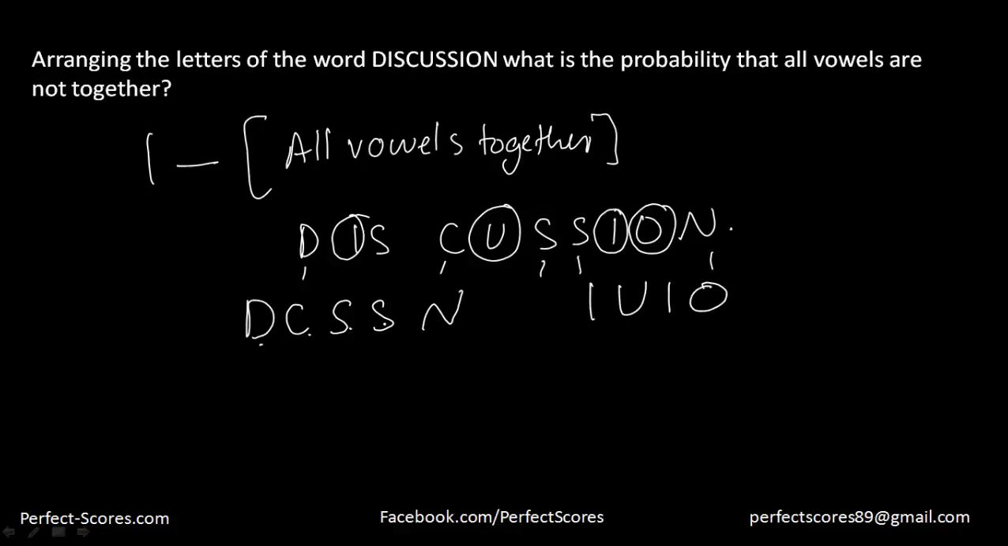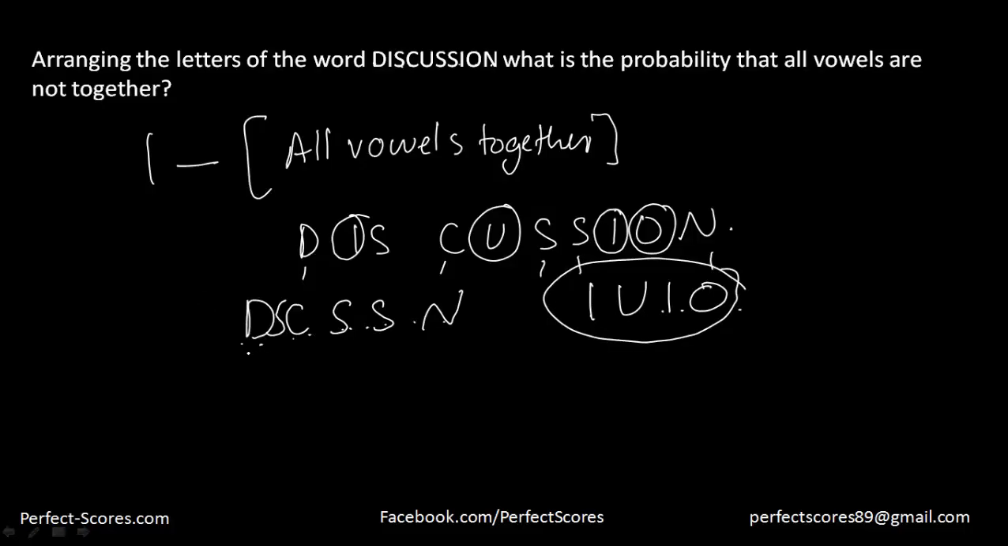So I have 1, 2, 3, 4, 5, 6, 7, 8, 9. So I have 1, 2, 3, 4, 5, 6, 7, 8, 9, 10. So I'm missing one letter here. D, S, C. So I've got one more S. See, it's very important to verify it this way. So I've got D, S, C, S, S, N, and I, O, U, I, O. So gotta make all the vowels together.